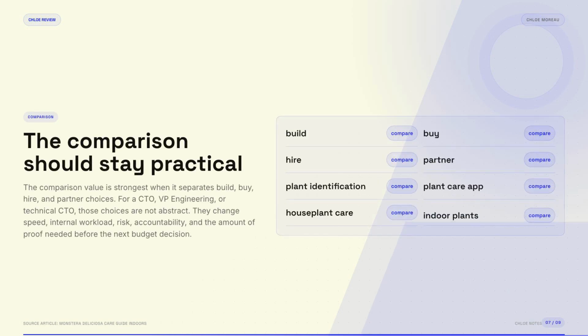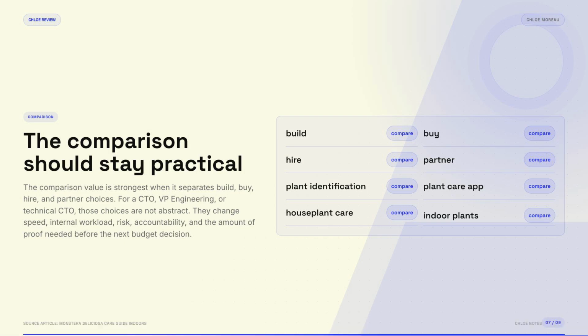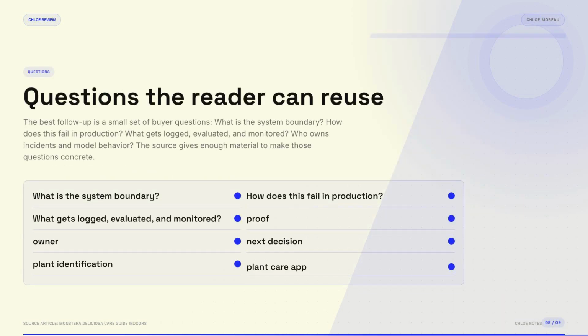Strong buyer content does not force one answer. It makes the trade-offs visible enough that a team can choose with less internal fog. The comparison value is strongest when it separates build, buy, hire, and partner choices. For a CTO, VP engineering, or technical CTO, those choices are not abstract. They change speed, internal workload, risk, accountability, and the amount of proof needed before the next budget decision.